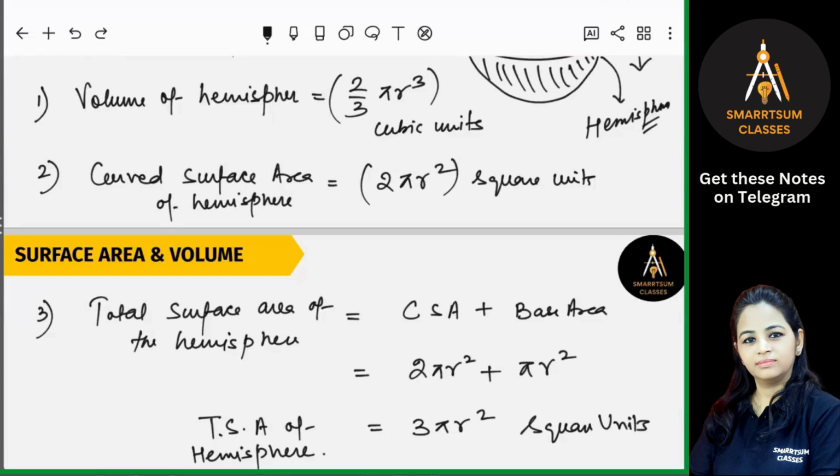So now, in the next class, we will do the questions based on these formulas. Till then, just revise and learn them. Is that clear to everyone?